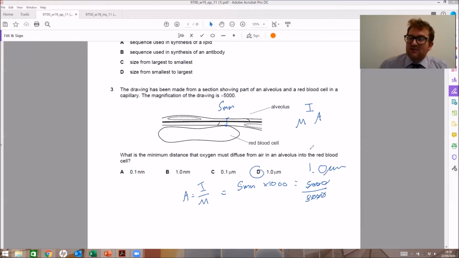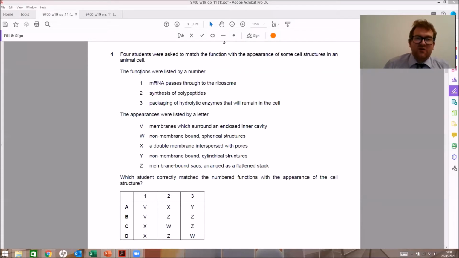Okay, so you really need to do your maths here and make sure you're not confused in the unit between millimeters to micrometers. Okay. Question 4. Four students were asked to match the function with appearance of some cell structures in an animal cell. The functions were listed by a number.